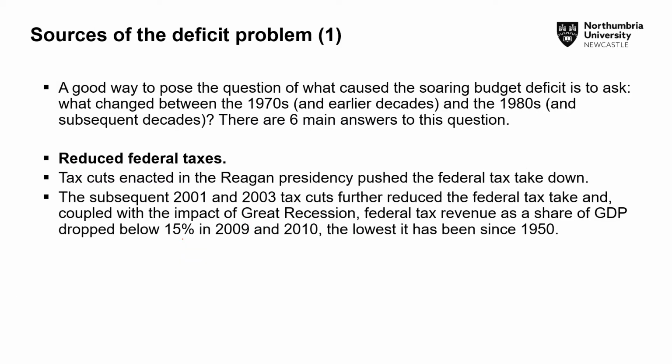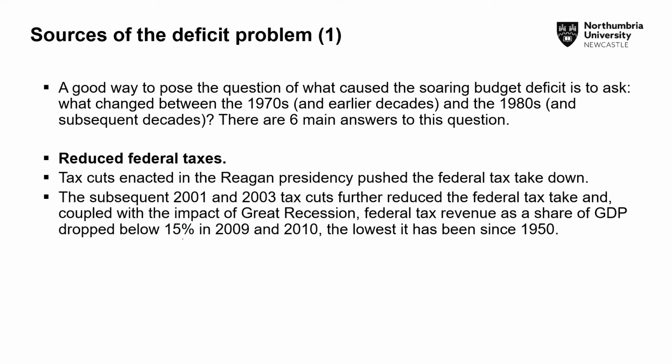So what are the sources of the deficit problem? Well, first of all, what we have to look at is what happened before the 1970s and then in the 1980s in order to drive this deficit. Well, there are six reasons that are suggested. First of all, there was a reduction in federal taxes over time. In other words, there were certain events and certain legislation that resulted in lower taxes.